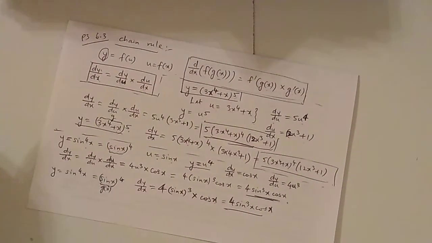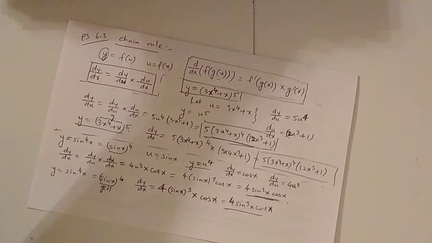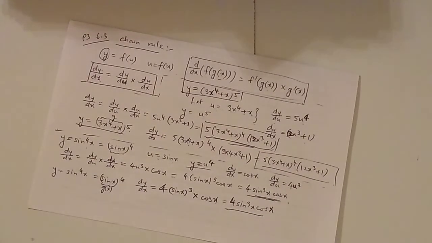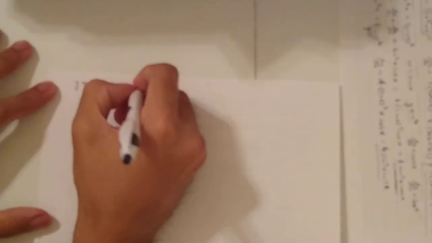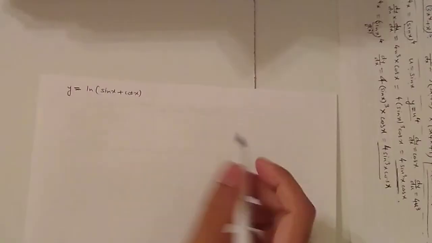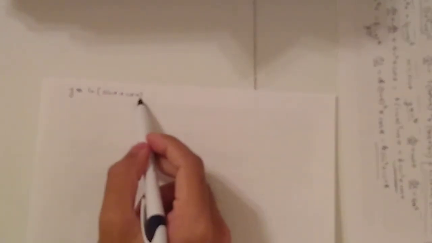Now let's consider another example. In this example we are going to consider y equals ln of sine x plus cos x. Okay, so here we do have two functions. We have an inner function sine x plus cos x, and an outer function ln.